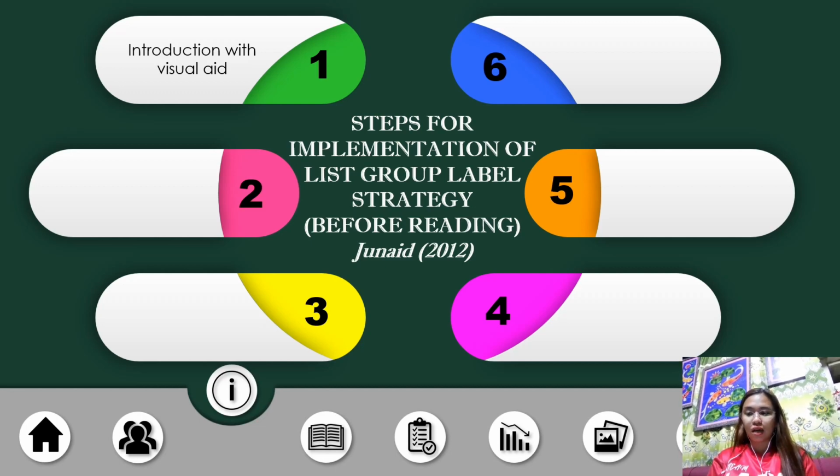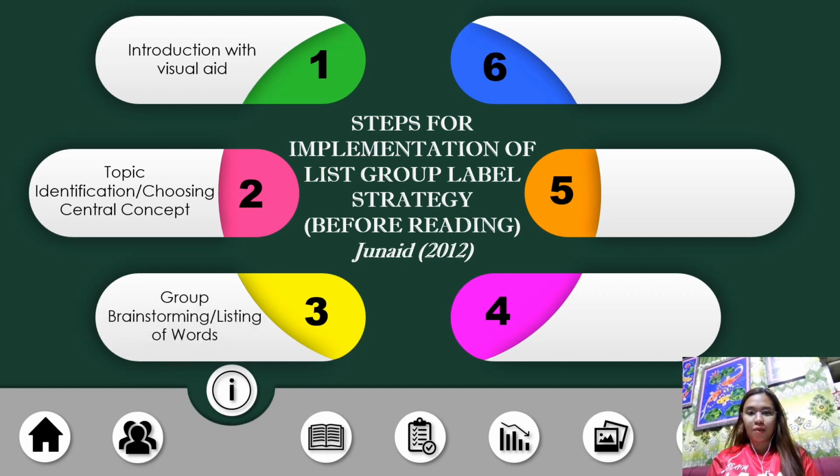The next step is topic identification, or choosing central concepts. We must assign a one or two word topic related to the material that students will be reading. For the third step, group brainstorming or listing of words. For this step, students are divided into small groups and tasked with brainstorming as many words as they can relate to the given topic. And for the fourth step, presentation of a generated list.